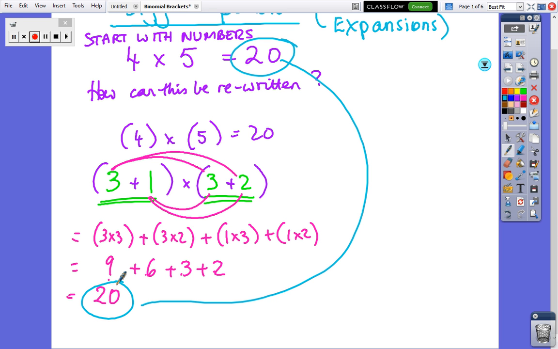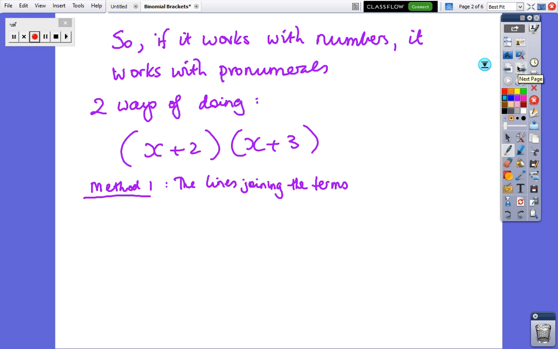Okay, so let's have a look at how it works with algebra. Come to the next slide. So if it works with numbers, it works with pronumerals. So I'm going to show you 2 ways of doing it. One's called the lines and one's called rectangles. So here's a question. There's a bracket with 2 parts and a bracket with 2 parts, but now we've got some algebra, but we don't get worried. We know the method works.